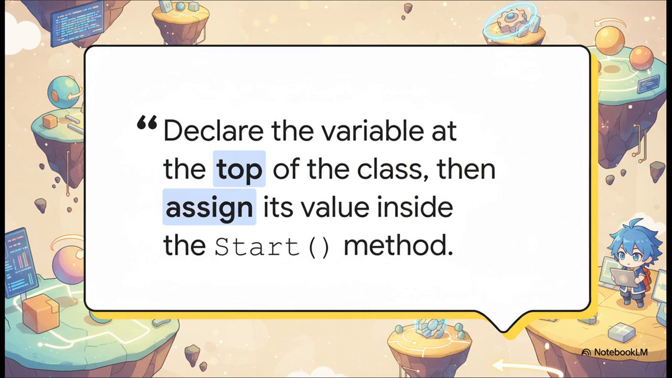First, we go to the very top of our script, right underneath the class name, and we declare our member variable. We'll type private Rigidbody2D rb2d. We're just creating the empty box in the hallway. We're not putting anything in it yet.